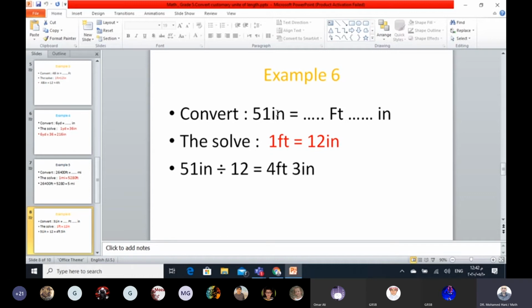So here I want to convert from small unit to the big unit, so do divide. Now 51 divided by 12 will be 4, because 4 times 12 will be 48, the nearest number to 51. Now 51 minus 48 will be what? The remainder will be 3. So 51 inch equals 4 feet and 3 inches.